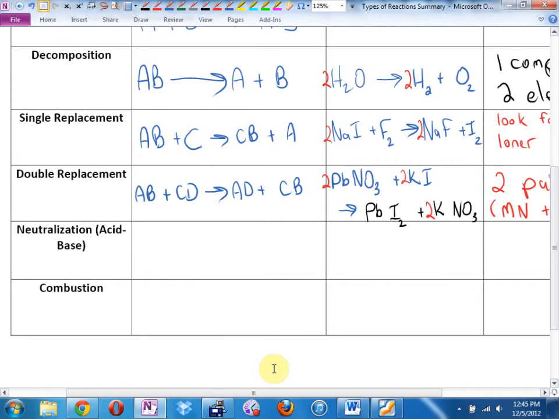Neutralization, acid-base. So how do you recognize a neutralization acid-base? We have an acid plus a base. I like the way the chart in the notes puts it. It says look for a hydrogen, and then you have the second part of the acid, plus a metal and the OH, and you're going to get the metal and the second part of the acid and water.